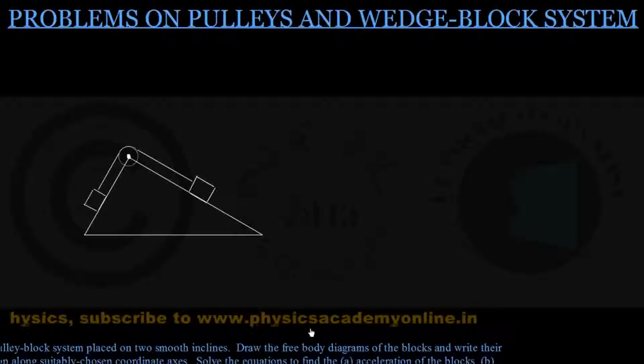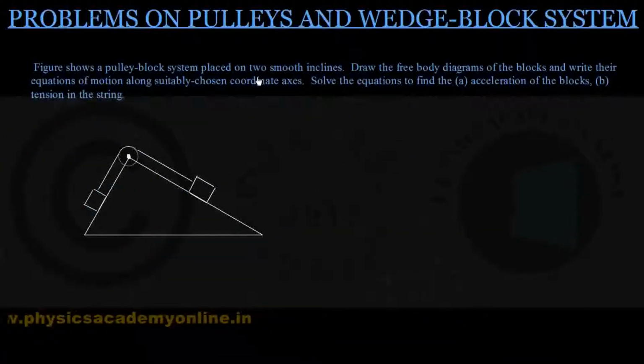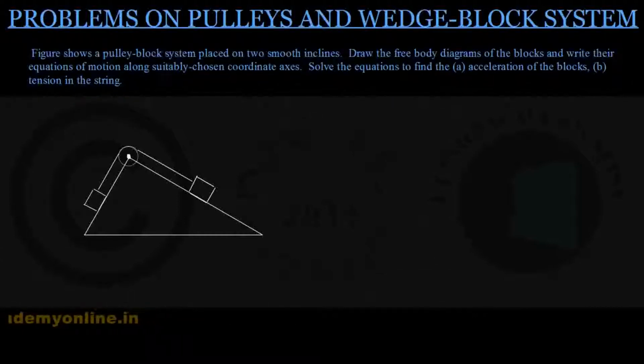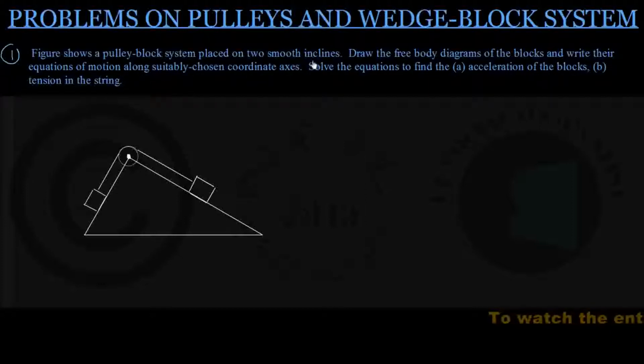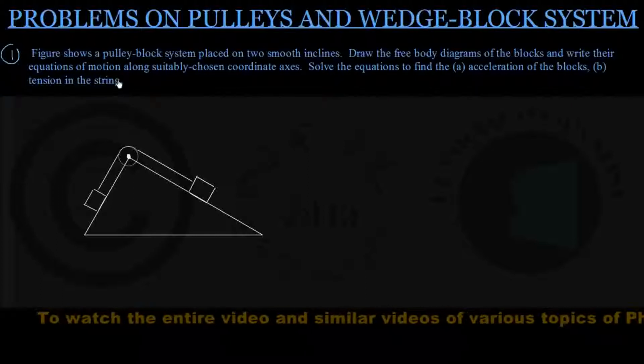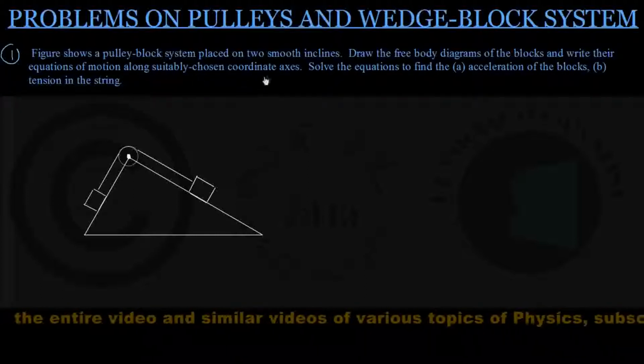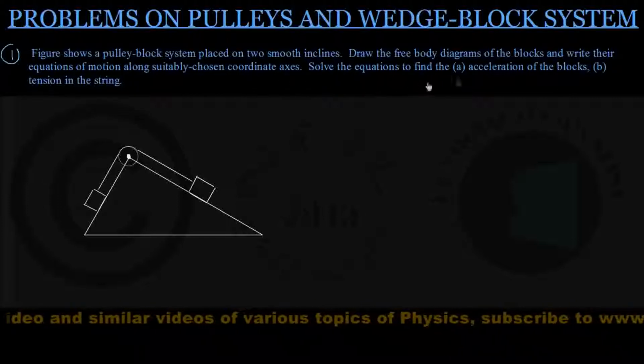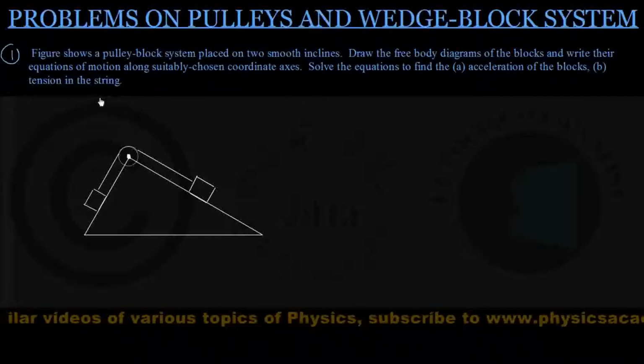So first of all, let us introduce the first question on pulley block system here. So this is the question, and this will be the first question in our discussion now, and I number it 1. The question says, the figure shows a pulley block system placed on two smooth inclines. We are not considering any frictional force until now in our lecture, so it's smooth inclines. Draw the free body diagrams of the blocks and write their equations of motion along suitably chosen coordinate axes. Solve the equations to find the acceleration of the blocks and tension in the string.